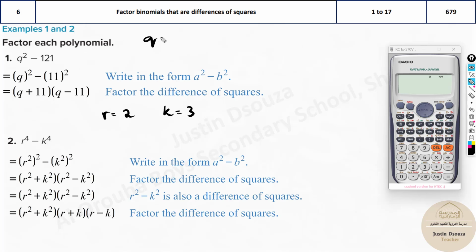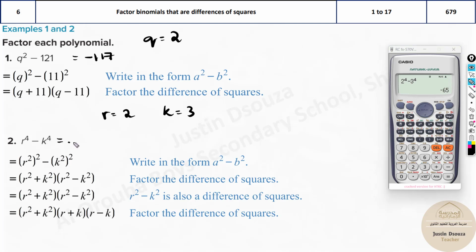Over here, I'll take Q as 2. Let me try both the problems quickly. Q is 2 square minus 121. What's the answer? It's negative. Over here, the answer is negative 117. Now, what about the other one? Over here, it will be 2 to the power 4 minus K, which is 3 to the power 4. And the answer is negative 65.